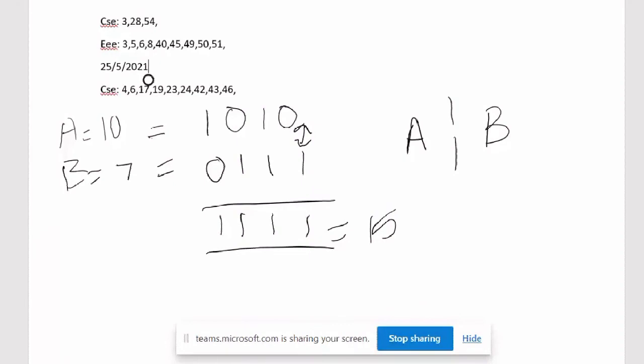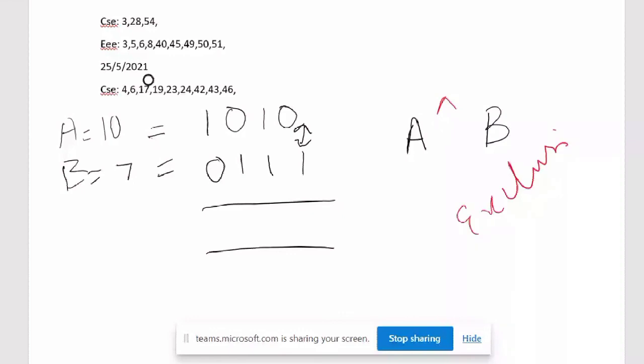So similarly, I'm just removing all these things. And I want to do this actually. Now I want to perform this one. What is this operation? It's called exclusive OR, right? Exclusive OR.